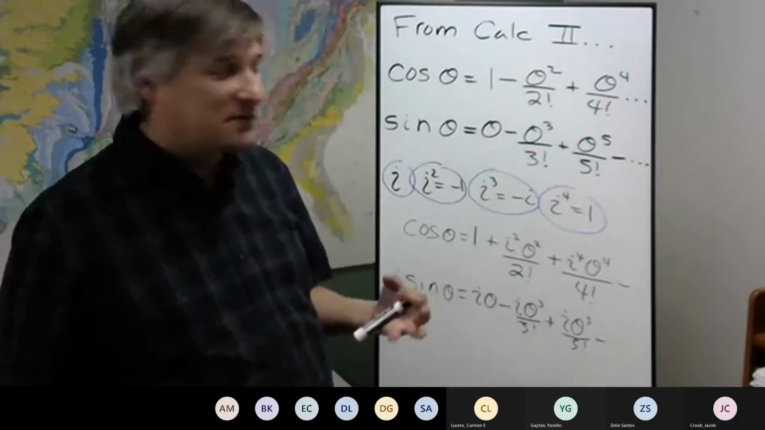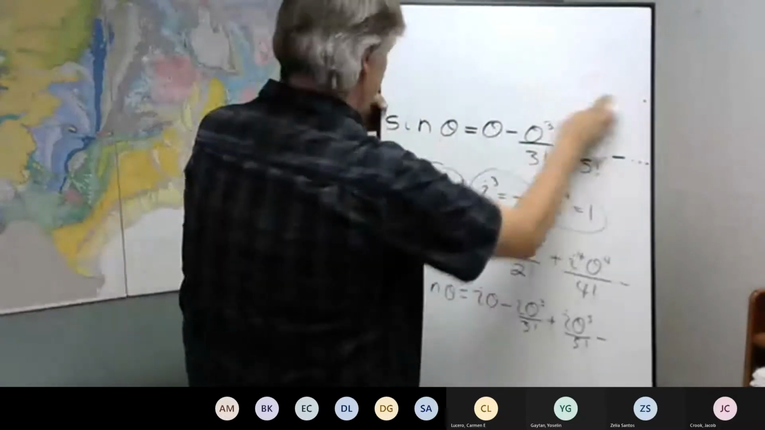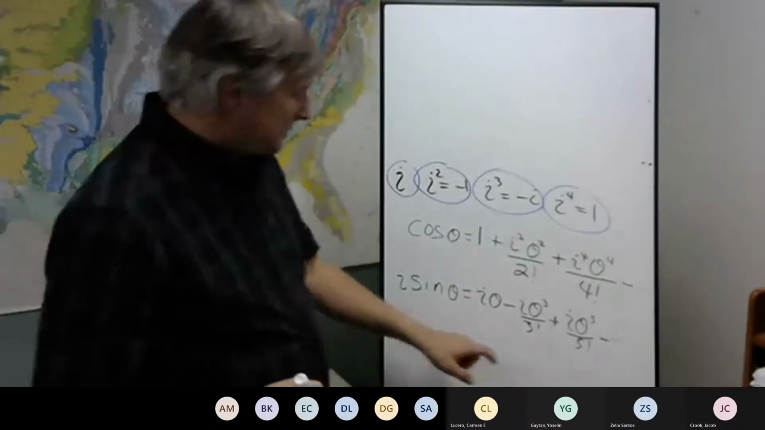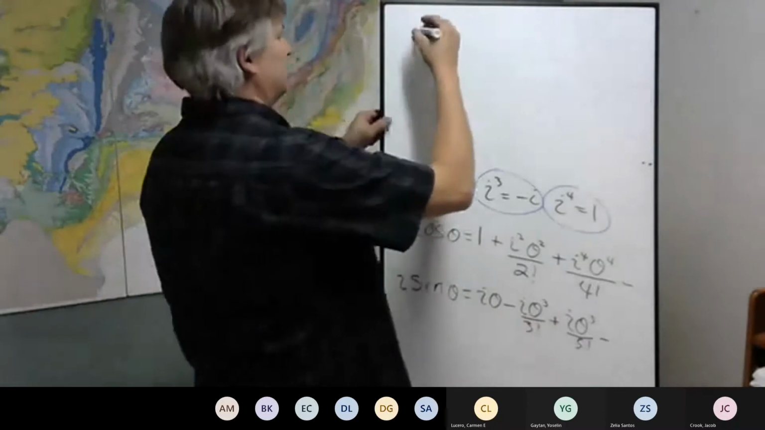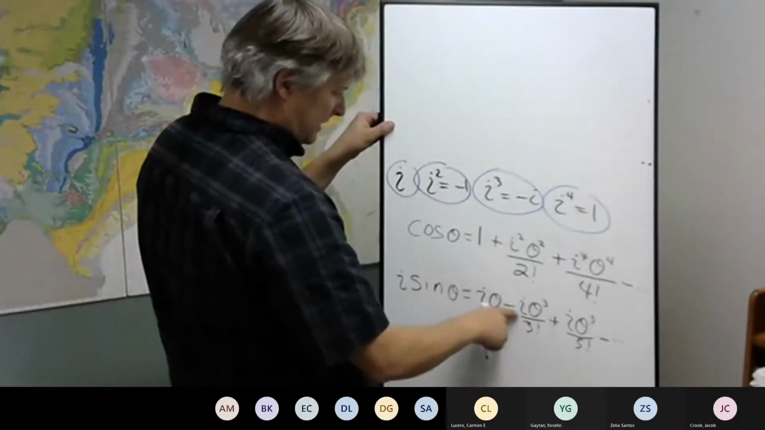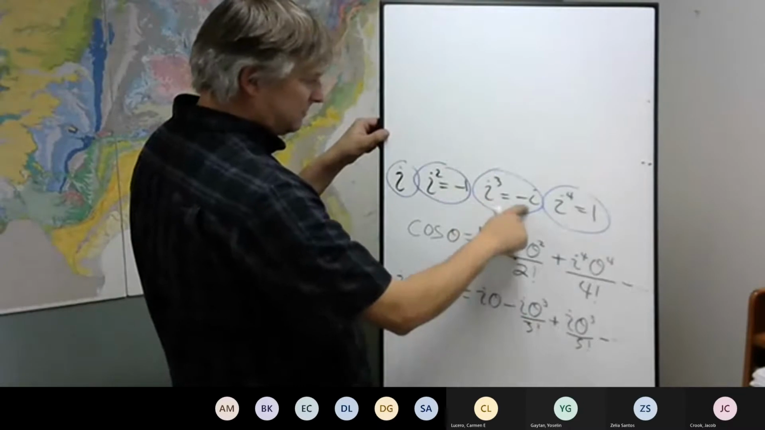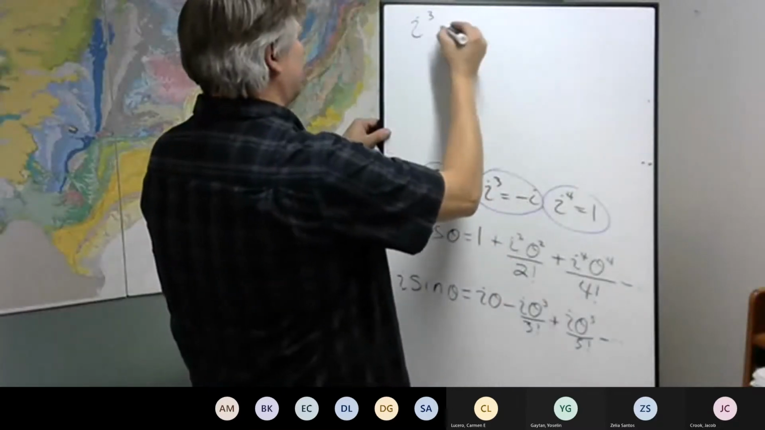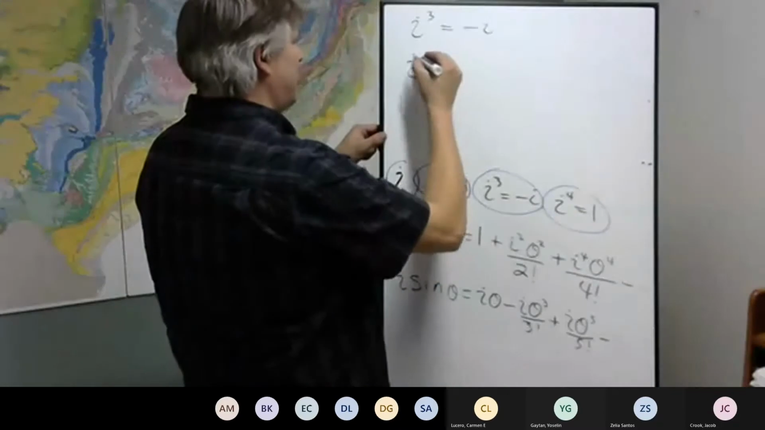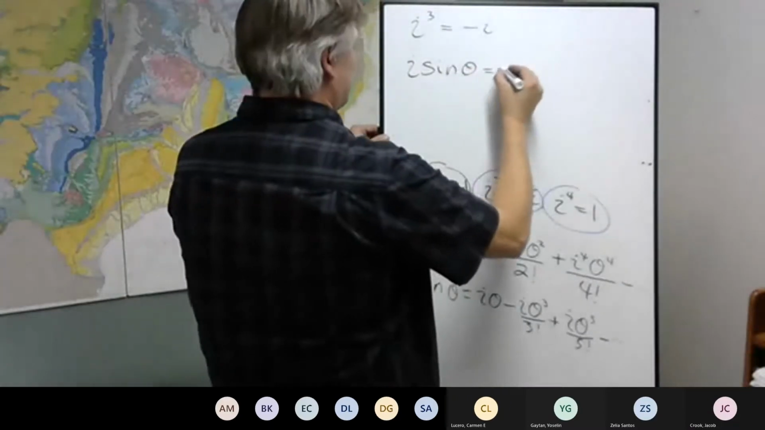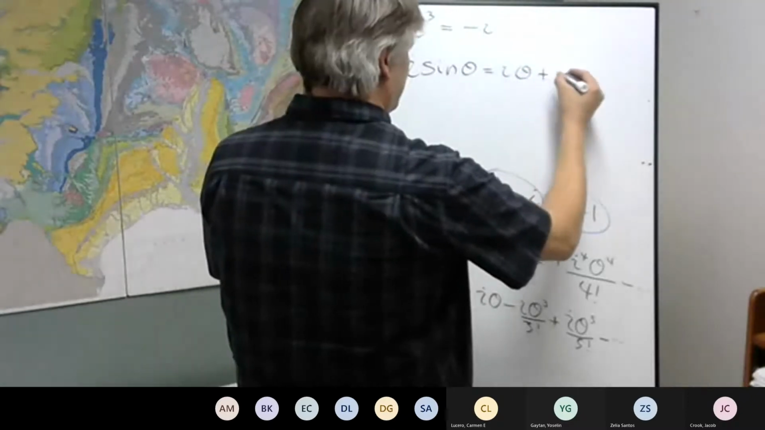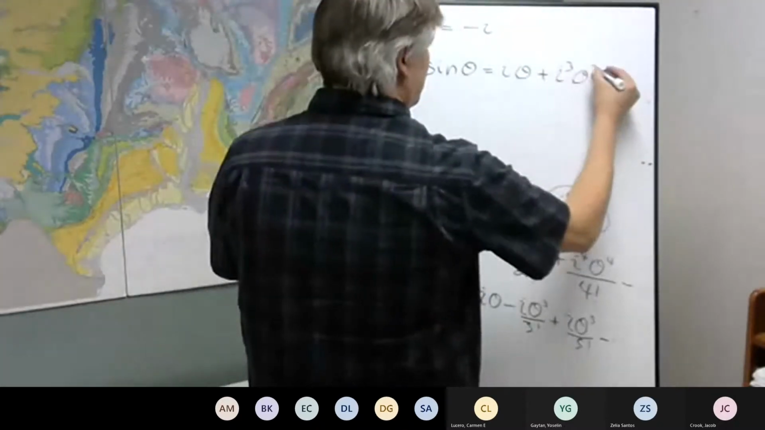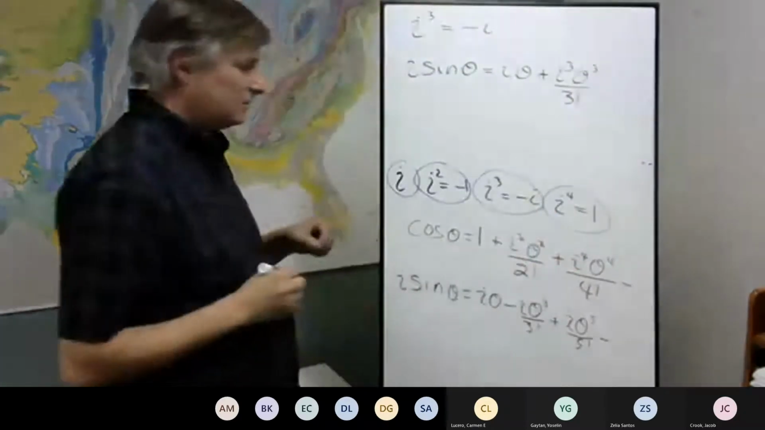So, now that we have this, let's do a little work on this one, and this one too. Remember that I cubed is negative I. So we can take this as I sine theta, I theta, plus I cubed. So this minus I becomes an I cubed, theta cubed over 3 factorial.